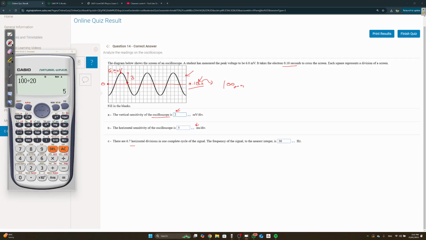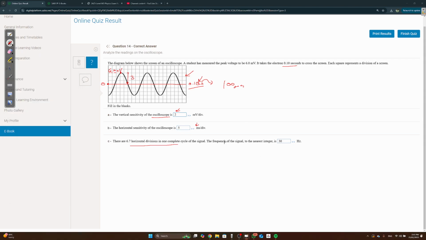There are 6.7 horizontal divisions in one complete cycle of the signal. Over here, from here to here, it's 6.7 divisions, one complete cycle. The frequency of the signal to the nearest integer is what? To find the frequency, well, this kind of looks like a wave, right? You deal with it as a wave. Frequency is equal to, now we don't have anything other than time. What's the only thing that relates frequency to time? 1 over t, when they gave us how many divisions are in one complete cycle of the signal.